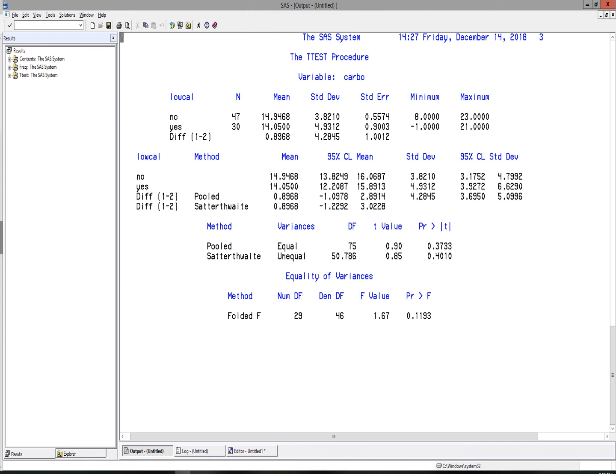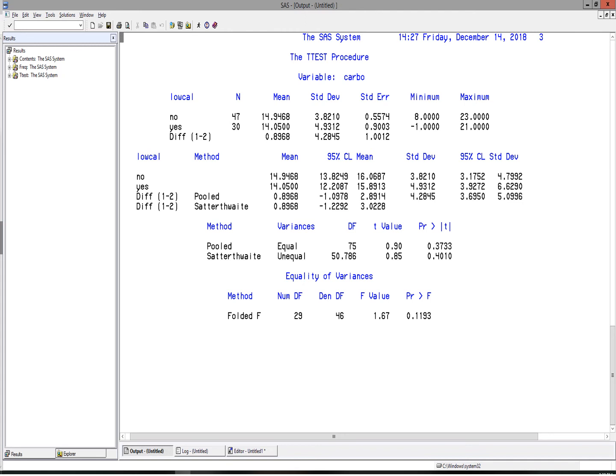And then here's our output. The output's structured a little bit strangely. The top is nice, and gives us some descriptive information. The average number of carbs for non-low calorie cereal is 14.9. The average for low calorie cereal is 14. It tells us how many cereals fall into each category, and it even tells us the difference between these means. The difference is not quite 1 unit of carbohydrates.